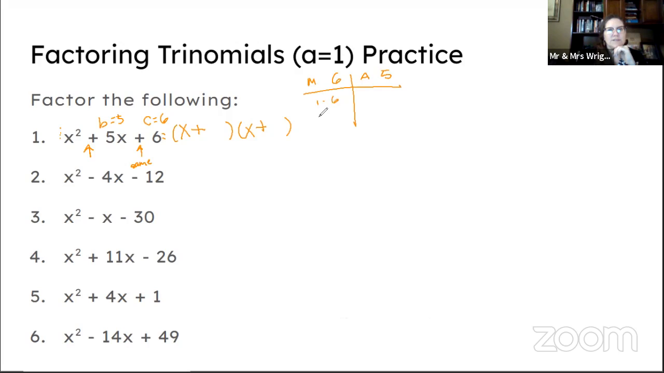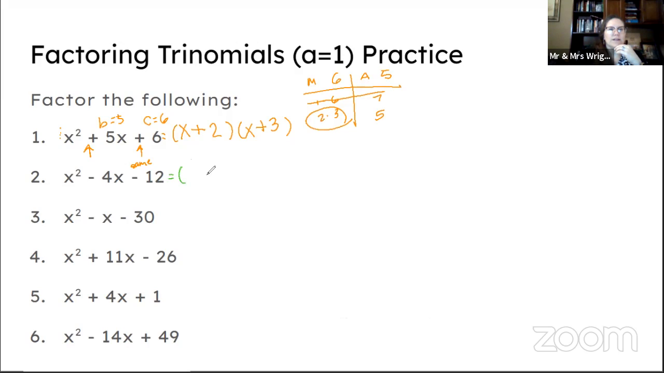So 1 times 6, 2 times 3. Those are all the factors of 6. Now let's see what they are when they add up. 1 plus 6 is 7. 2 plus 3 is 5. So it's not this one. It is this one. So x plus 2 and x plus 3. That's my final answer. That's the factored form. The first factor is x plus 2. The second factor is x plus 3. All right, let's change colors so you can see my work here.